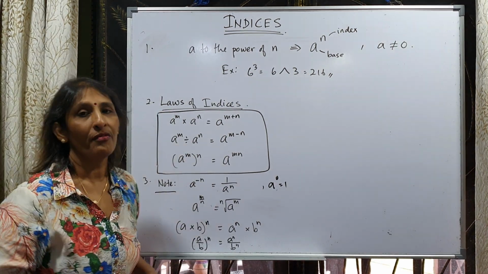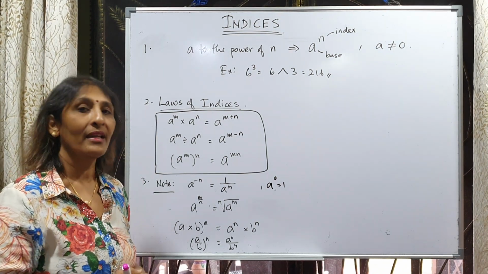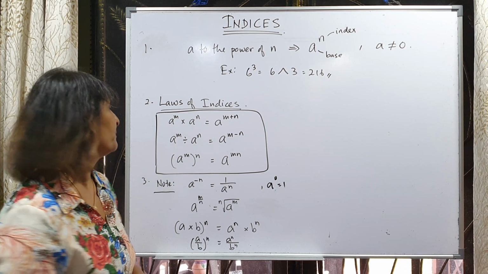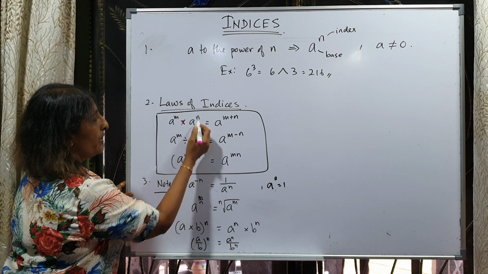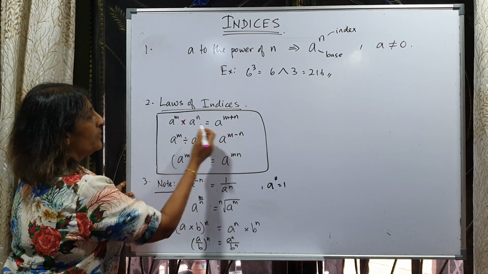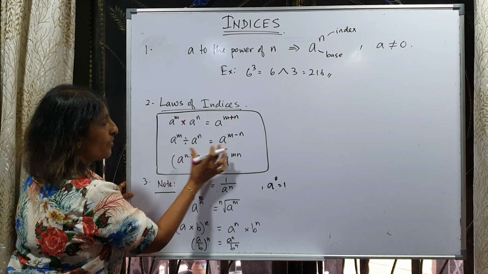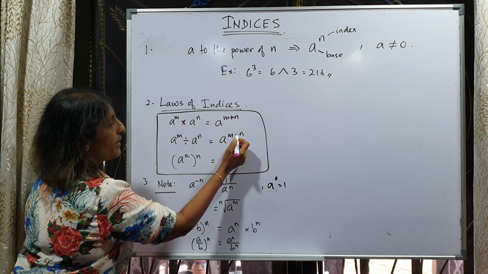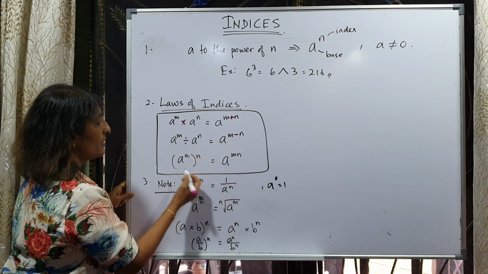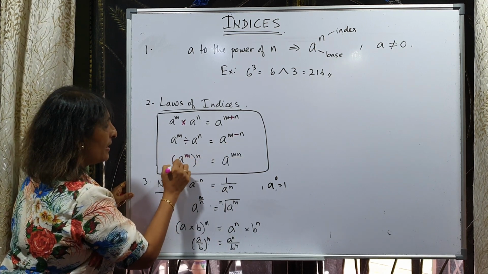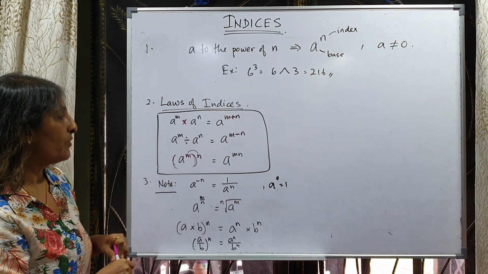Now we go to the laws of indices, because there are 3 laws that we can apply to solve problems and to simplify indices. The first one is when it's a to the power m times a to the power n, you add the powers. You can combine them and it becomes a to the power of m plus n. When you divide, it becomes a to the power of m minus n. So times means plus, divide means minus. And when you have a to the power m and another power outside, these two powers are multiplied, so you get a to the power of mn.